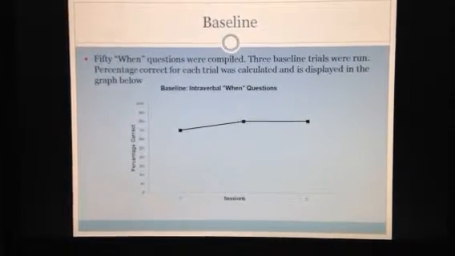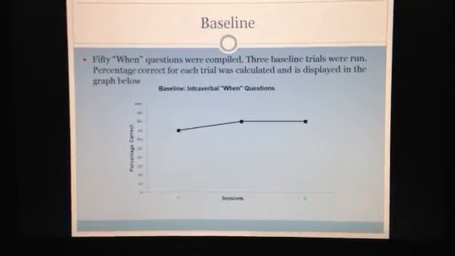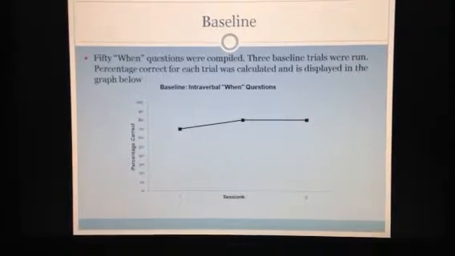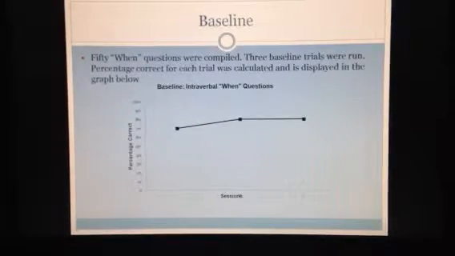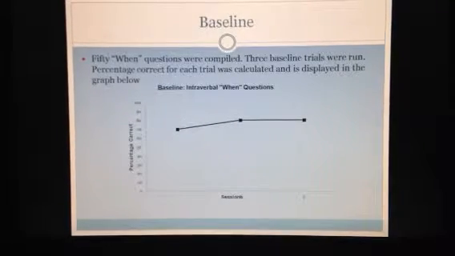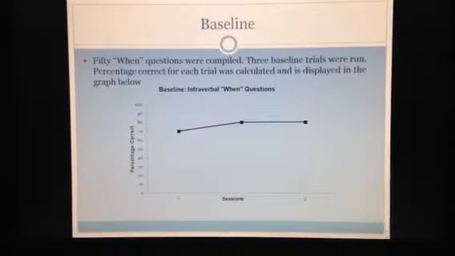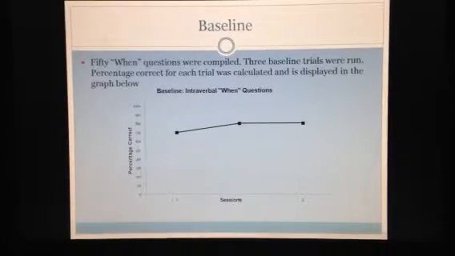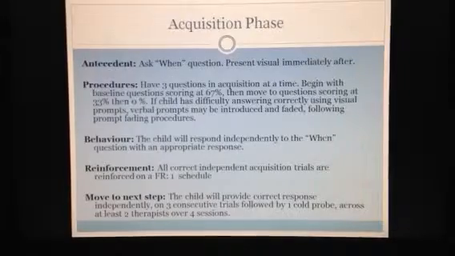For baseline, I compiled 50 when questions and then ran 3 baseline trials. So myself and 2 other ITs ran the trials, and then the percentage correct for each trial was calculated and is displayed in the graph below. As you can see, the results were quite high. Usually in baseline you would expect that they wouldn't get this many correct. But this particular student is near the end of his time here. He has acquired most of the skills in ABLES. So this is a program where he does have some good skills already, but 100% for 50 questions is the mastery criteria, so there is room for improvement.